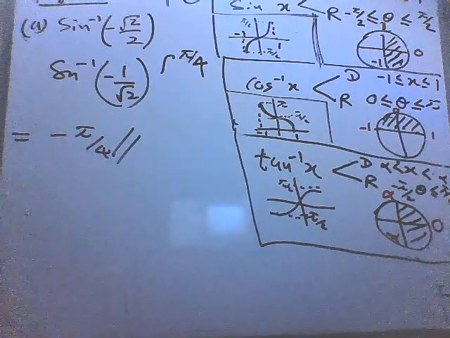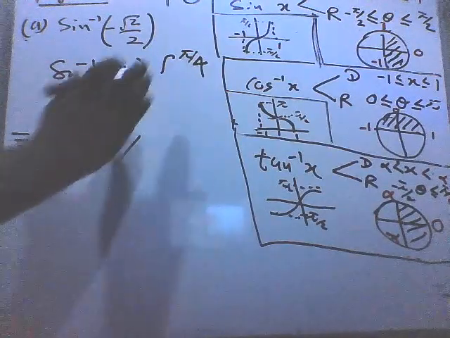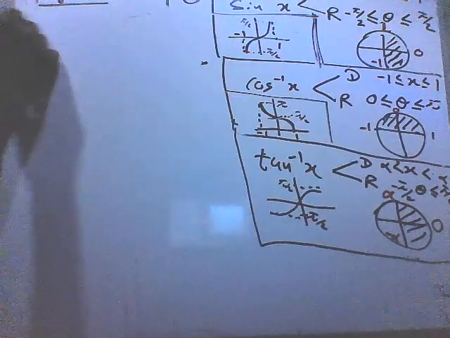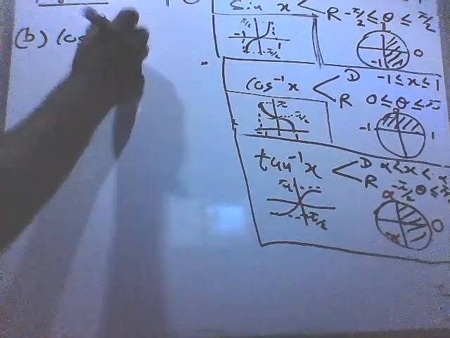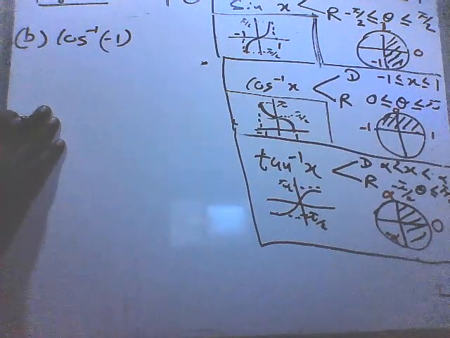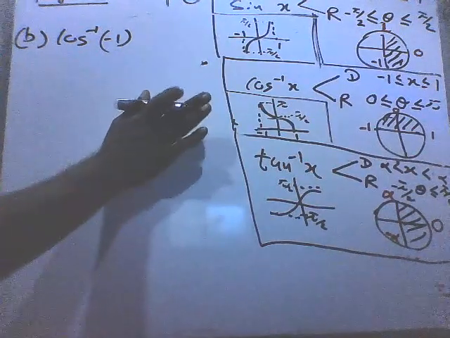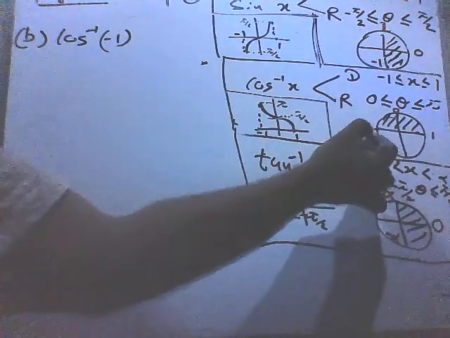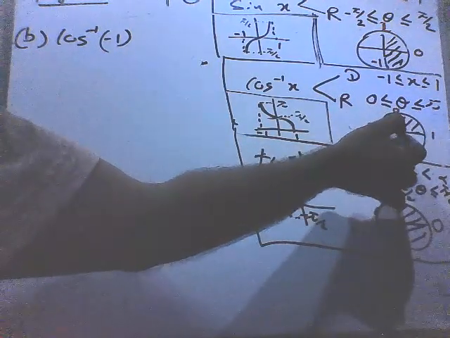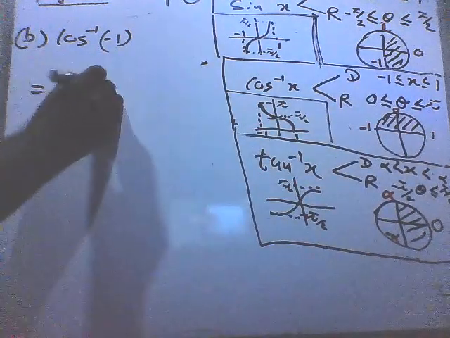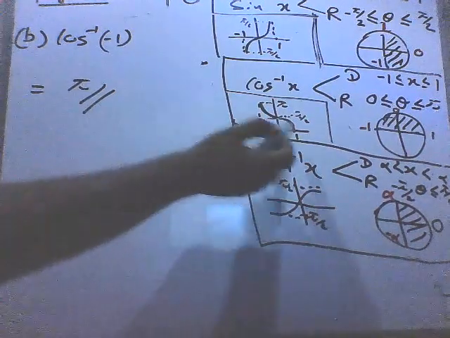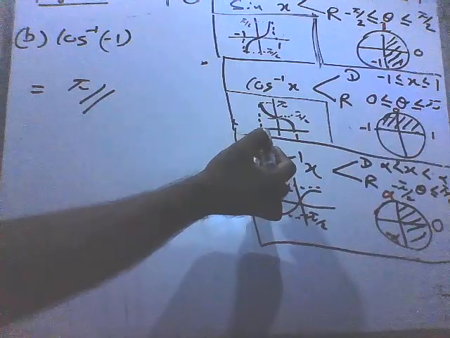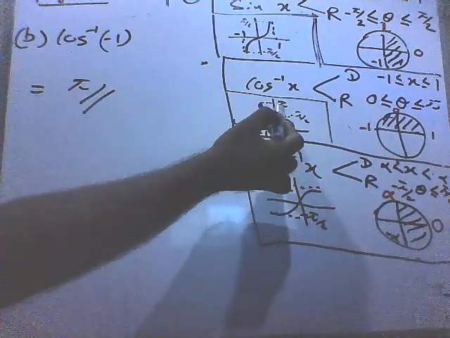Then part B of example 14. They are asking us to find cos inverse of minus 1. So what is the value which gives minus 1? That means pi. So this answer is pi. You can also get it from the graph: for minus 1 it gives pi.